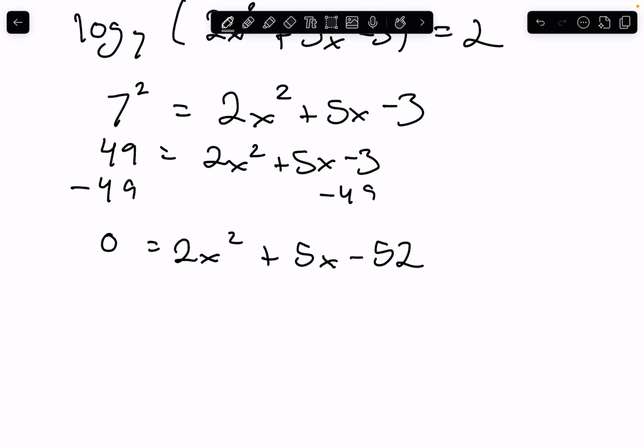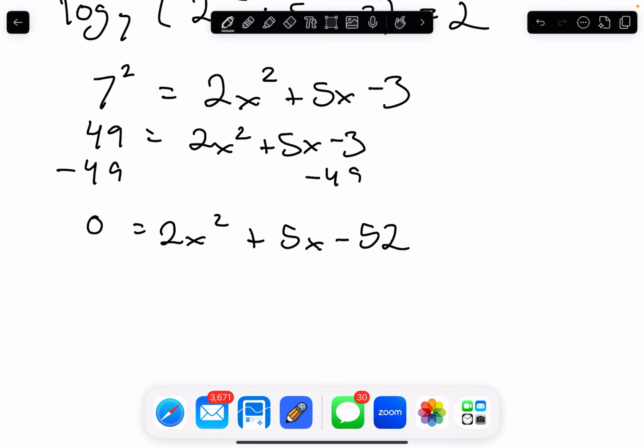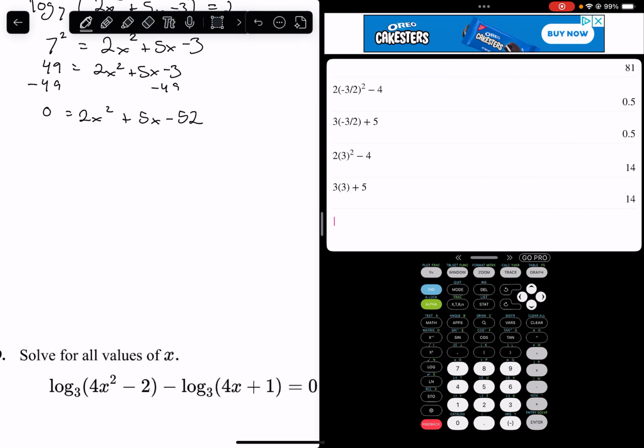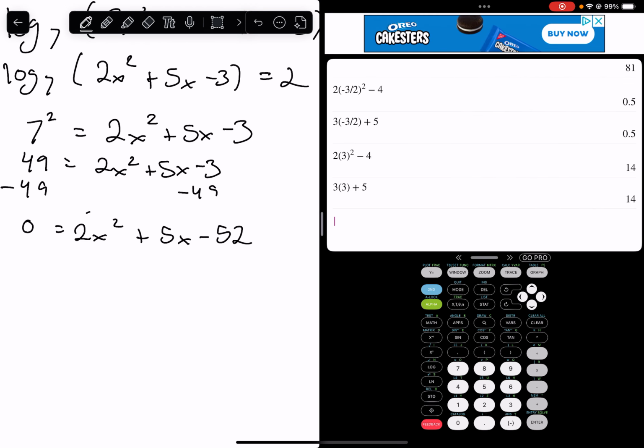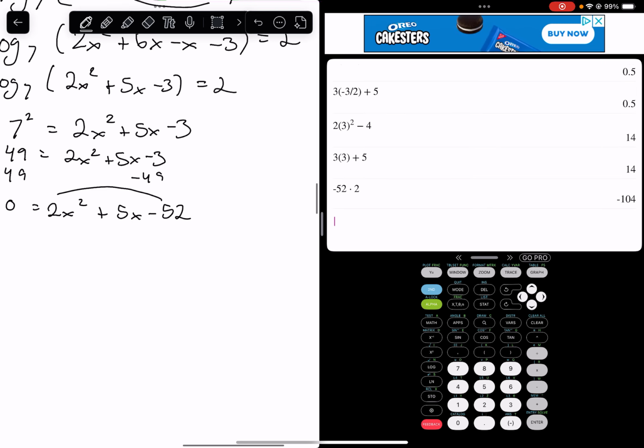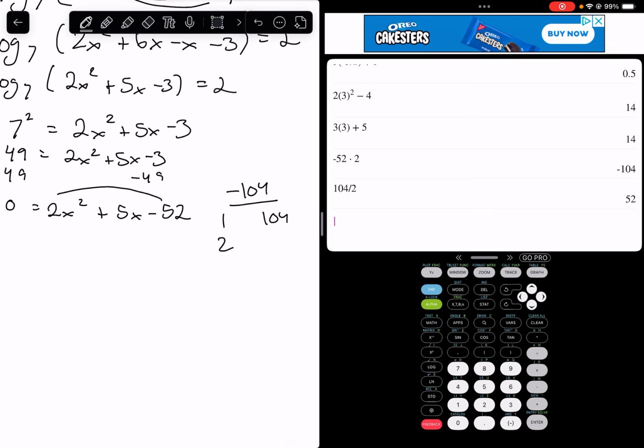All right. So now we have to go ahead and factor this out. So unfortunately, we've got to do AC factoring. We don't have a GCF here. So 2 times negative 52 is going to give us a negative 104. So this one definitely I would write out the factors for. This is kind of a more challenging factoring problem. So, you know, we can do 1 and 104. Let's see, 104 divided by 2. We can do 2 and 52.